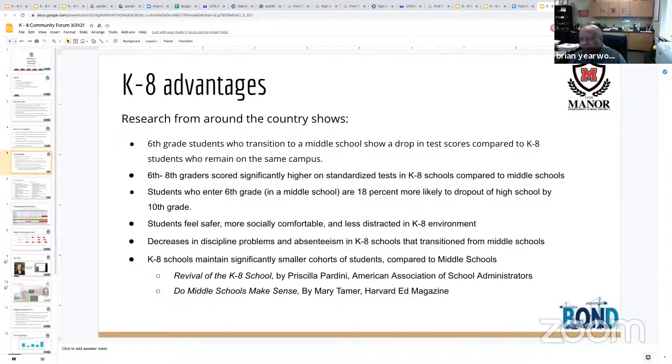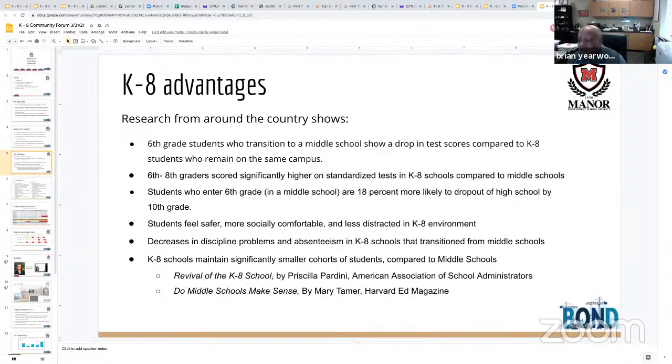compared to middle schools. And there's research that talks about the students being familiar with the culture, with the students, with the routine. And because it's not something that's new to them, as they go into a middle school, the performance level tends to be higher. Notice here, it also says students who enter 6th grade in middle school are 18% more likely to drop out of high school by 10th grade. Again, they disconnect. They don't feel a part of. They don't feel like they belong.